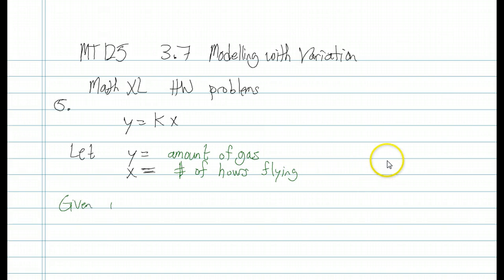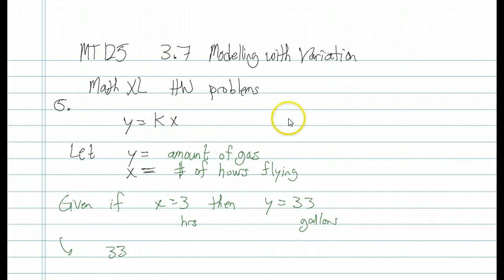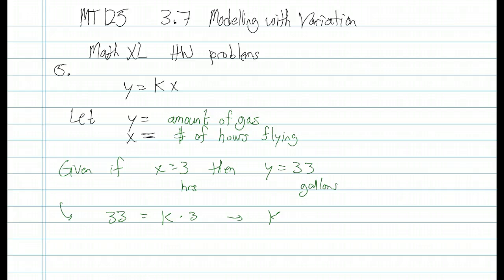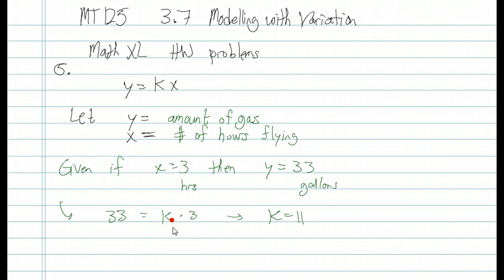Now we're given in the problem that if x is equal to 3 hours, that is, if you fly for 3 hours, then you're going to use 33 gallons of gas. Remember, the units on x are hours, the units on y are gallons. So putting that into our proportion equation, y is 33, x is 3. Now you can solve for the unknown k. That's a linear equation. Divide by 3 and you get k is 11.